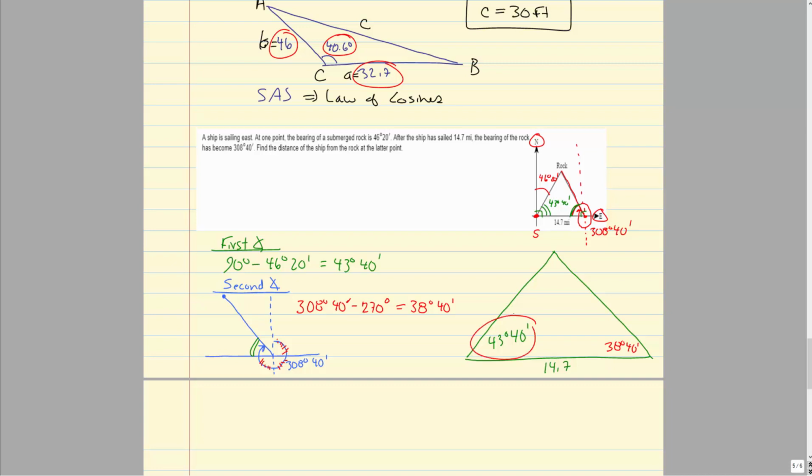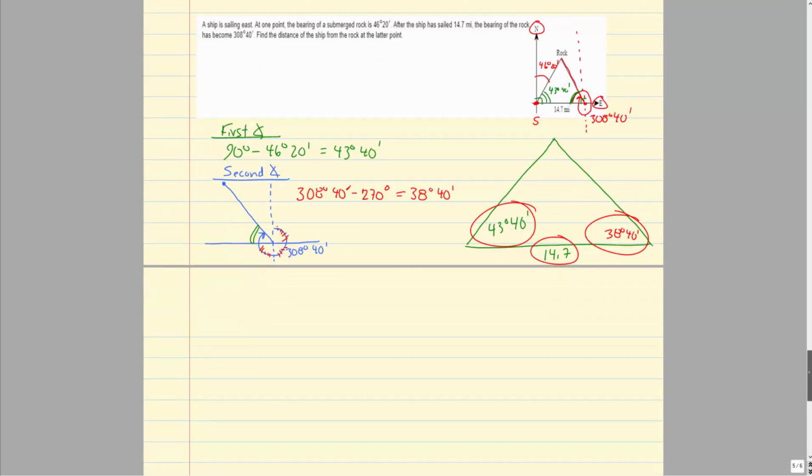Now if you notice here I have angle, side, angle, which is the law of cosines. So again, angle, side, angle. What we're trying to figure out, it says, find the distance of the ship from the rock at the latter point. So here is the latter point, here's the rock, so I'm trying to find this distance right here at C. I'm going to let you go ahead and set that up and solve, and again you just have to make sure you label your triangle correctly. It's going to be fairly straightforward.